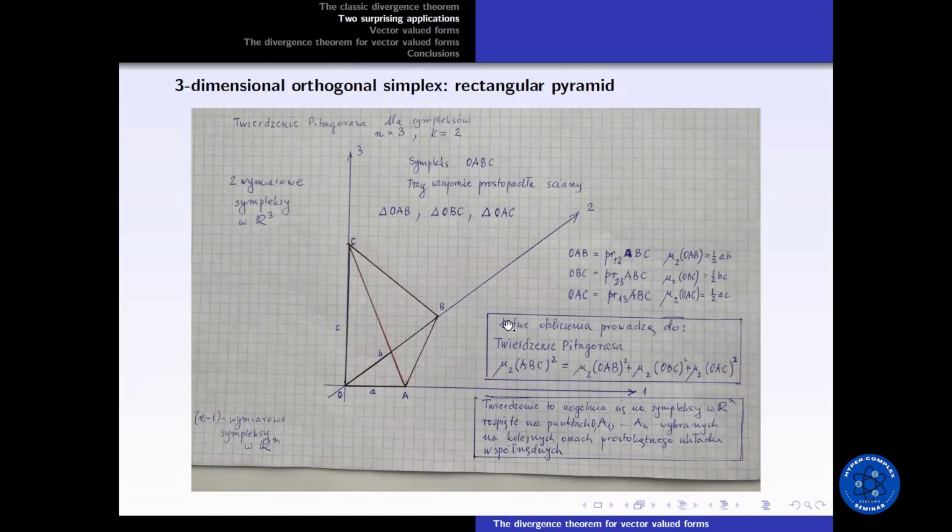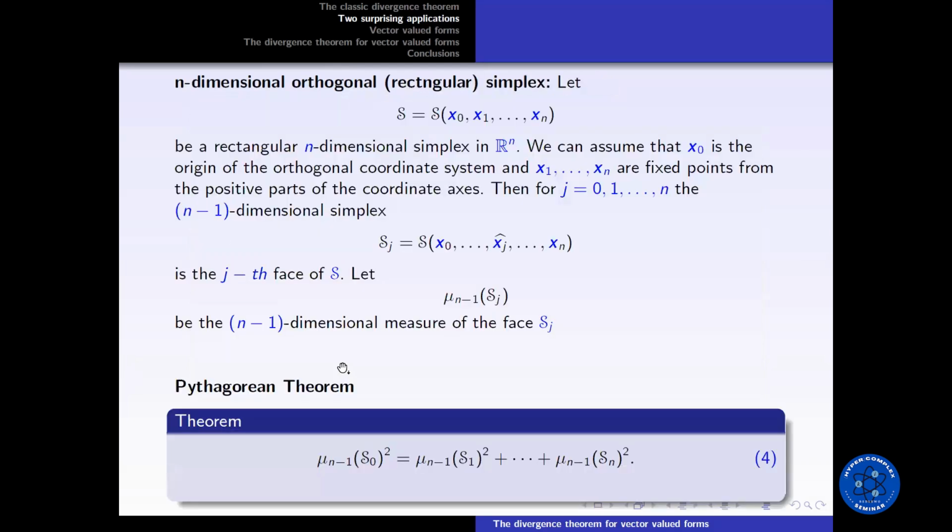And then you can check, because it is a school calculation, that the area of this covering is the sum of squares of the measures of these triangles. This one in front, that one at the bottom, and this one lying behind. And of course, it can be proved that it is the same in any dimension.